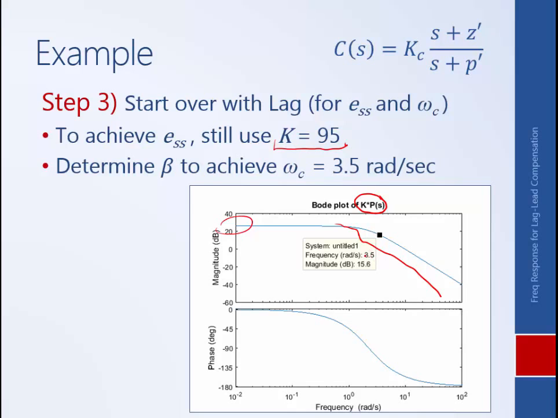So we want to place the crossover frequency at 3.5 radians per second. If we look at the magnitude at that frequency, the K times P has a magnitude of 15.6 dBs. So that is the amount of gain reduction that we need in order to achieve our new crossover frequency at 3.5 radians per second.